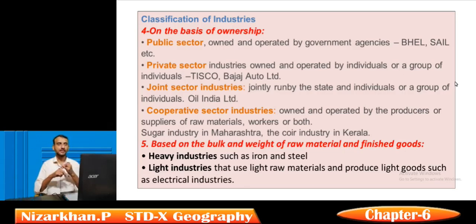So the fifth classification is based on the bulk and weight of raw material used: heavy industries and light industries. Heavy industries have raw material that is very heavy and bulky, and light industries use light raw materials and produce light goods, for example electrical industries. These are the major 5 classifications of manufacturing industries.